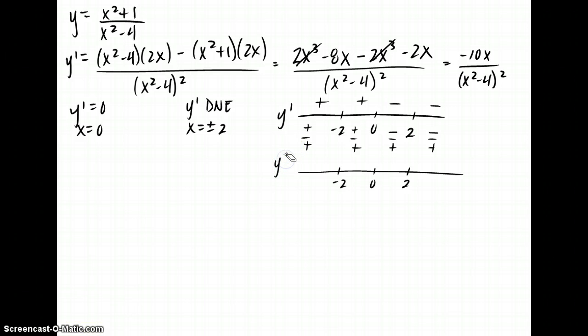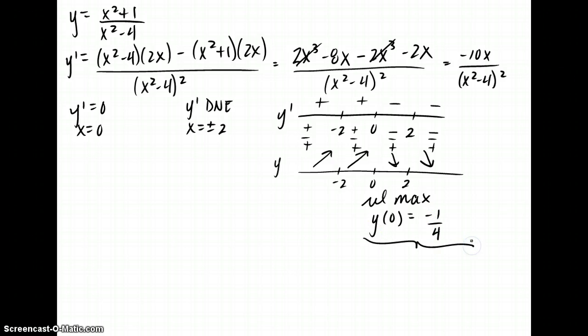So, my function: increasing, increasing, decreasing, decreasing. At 0, we would have a relative max. Where does a relative max occur? Plug 0 back into the original function. What did we determine this to be? We already know that that's the y-intercept of the function.